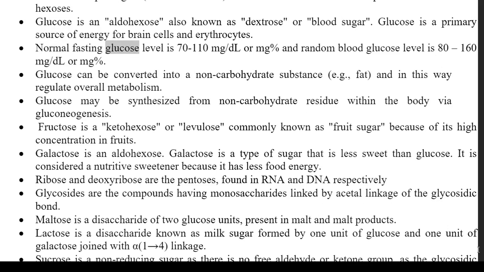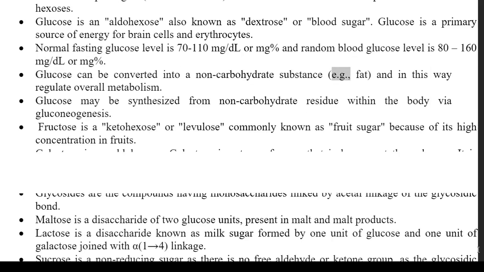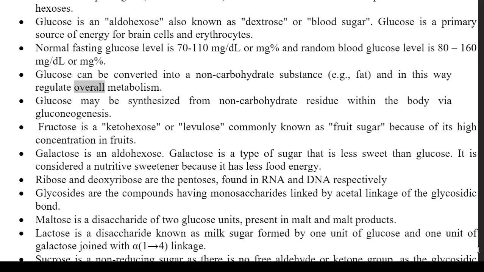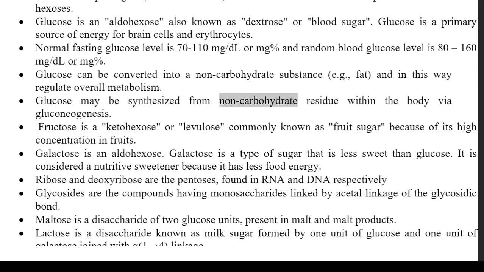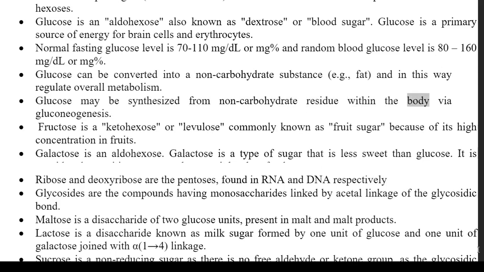Normal fasting glucose level is 70 to 110 mg/dl or mg% and random blood glucose level is 80-160 mg/dl or mg%. Glucose can be converted into a non-carbohydrate substance, example fat, and in this way regulate overall metabolism. Glucose may be synthesized from non-carbohydrate residue within the body via gluconeogenesis.